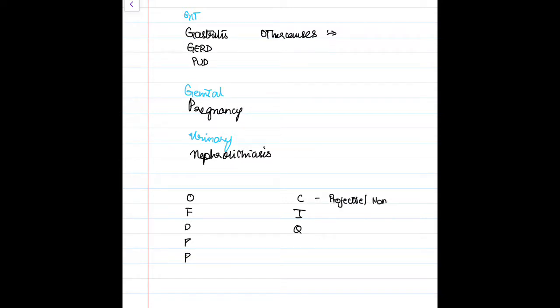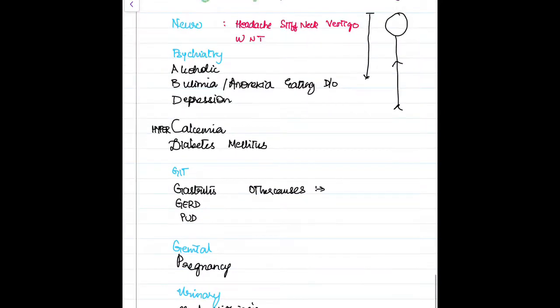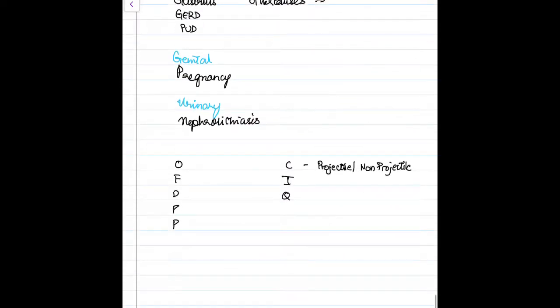If he says projectile, then we ask everything about neurological. Have you had any headache, stiffness, vertigo, weakness, numbness, tingling? That's how our questioning goes. Next, intensity is how much, and then quality is color, odor, and content. What is it? Is it just water, or do you have food particles?